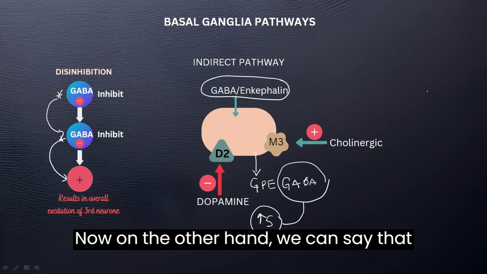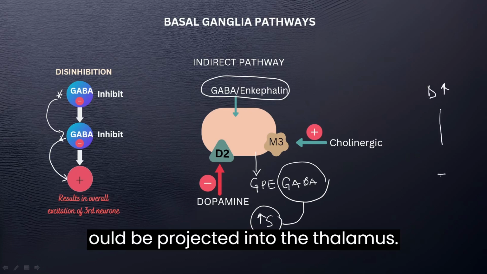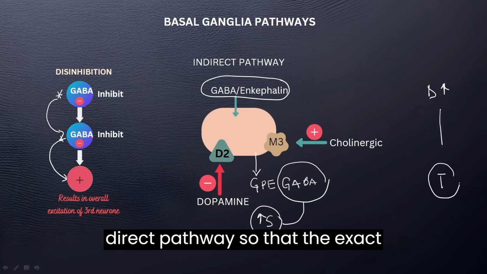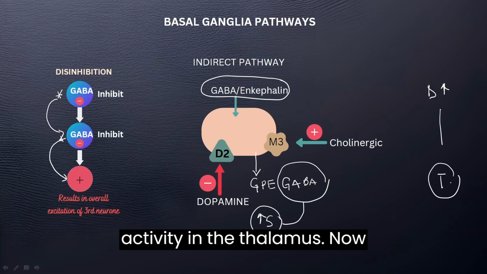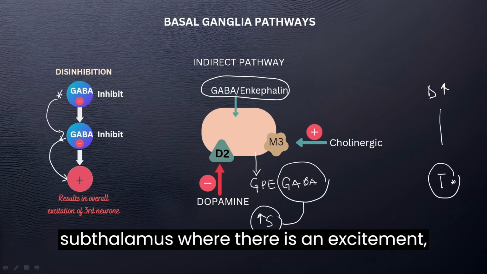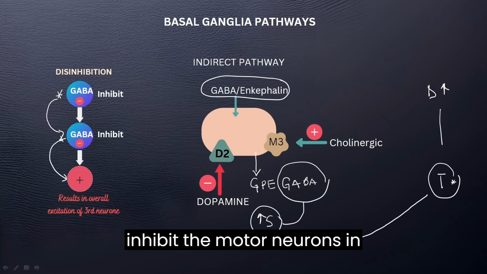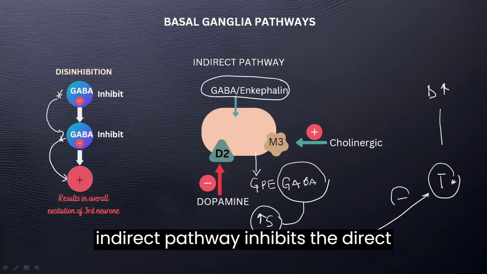Now, on the other hand, we can say that the direct pathway, when active, would be projected into the thalamus. Usually, the thalamic motor nuclei becomes activated in the direct pathway so that the exact movement that we want to initiate can occur. It all starts with a motor activity in the thalamus. Now, when the indirect pathway reaches the subthalamus where there is an excitement, that excitement can be used to inhibit the motor neurons in the thalamus. So we can say that the indirect pathway inhibits the direct pathway.